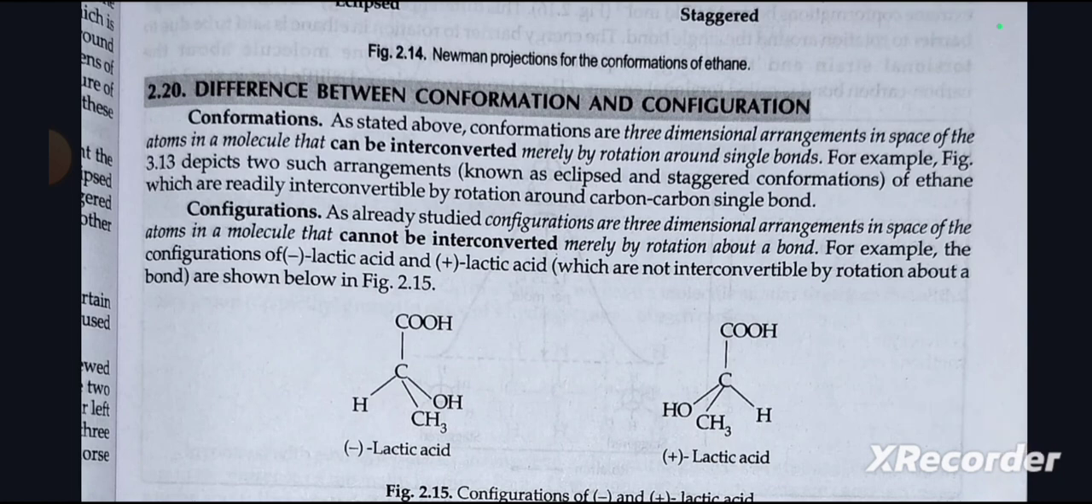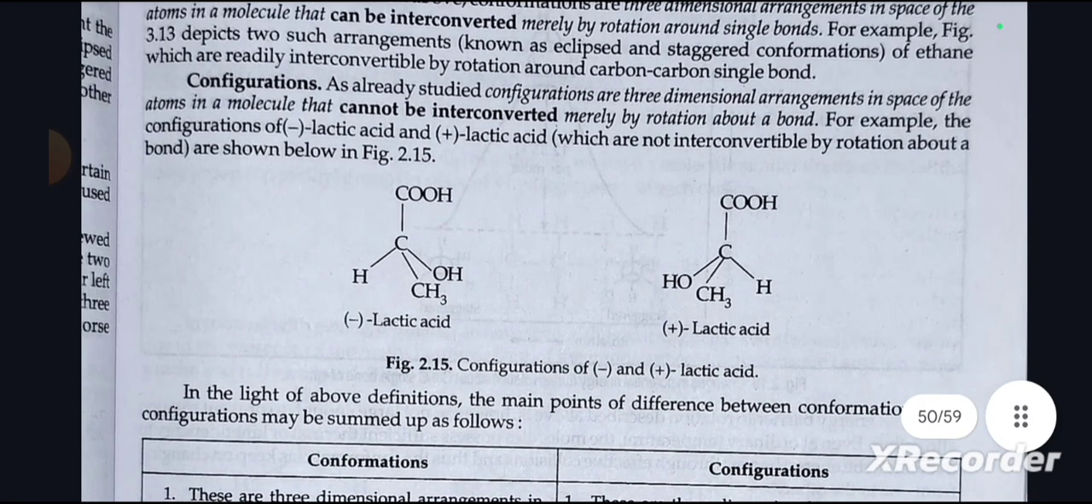2.20 Difference between conformations and configuration. Conformations are three-dimensional arrangements in space of the atoms in a molecule that can be interconverted merely by rotation around a single bond. For example, figure 2.13 depicts two such arrangements known as eclipsed and staggered conformations of ethane, which are readily interconvertible by rotation around the carbon-carbon single bond.